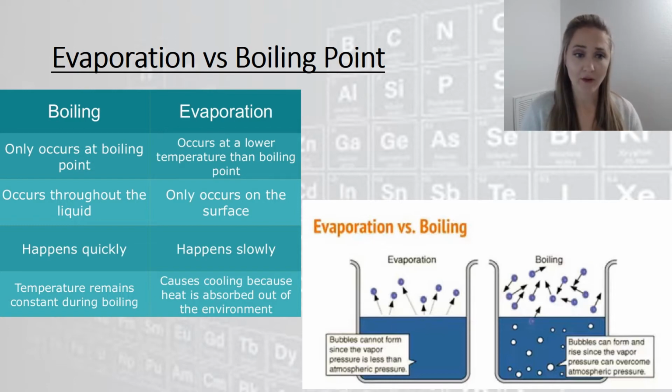Boiling occurs throughout the liquid, whereas evaporation is only surface level. Boiling can happen very quickly compared to evaporation, which is a relatively slow process. And during boiling, temperature remains constant until that entire phase change has occurred. Whereas evaporation causes cooling because heat is actually absorbed from the surrounding environment. I hope that helps clarify the difference between what happens when a liquid evaporates versus what happens when a liquid reaches its boiling point.